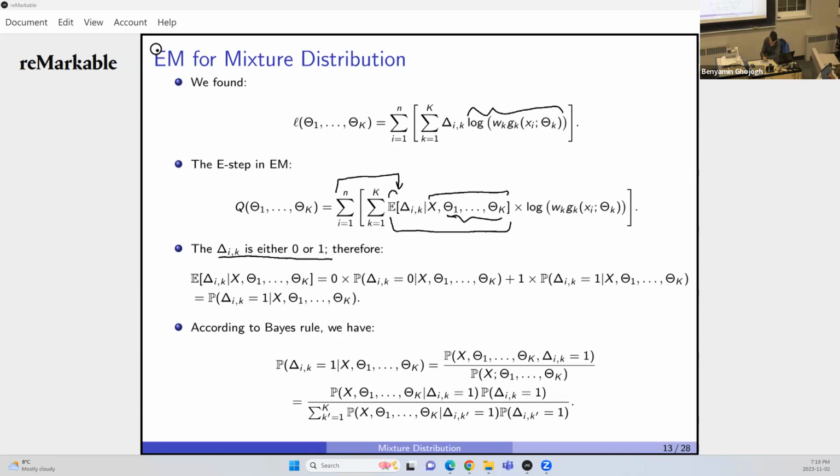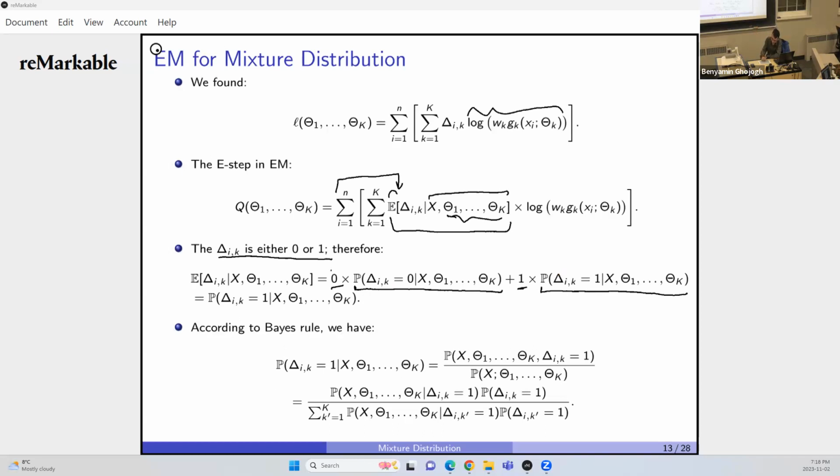Delta ik is either 0 or 1, right? It's binary. So the expectation becomes very easy to calculate. Do you remember the definition of expected value? Summation of x times probability of x, right? So now, how many cases do I have? 2. Delta ik is either 0 or 1. So 0 times the probability of that being 0 plus 1 times the probability of that being 1, according to the definition of expected value.